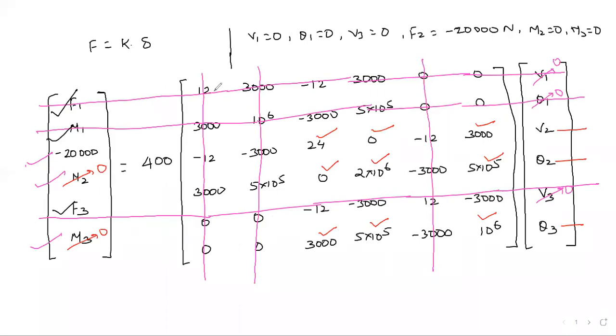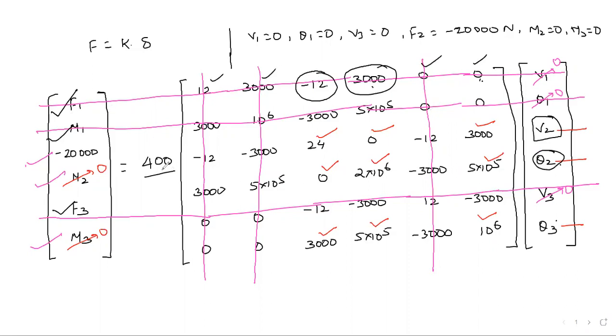F1 can be written as 12 into V1. V1 is 0, so 0. 3000 into theta 1, 0, so it will be 0. Minus 12 into V2, 3000 into theta 2, right? And V3 is again 0, and this term is again 0. So if you multiply, you are going to get minus 12 into V2, 3000 into theta 2, and remaining all the terms are going to be 0, equal to F1.